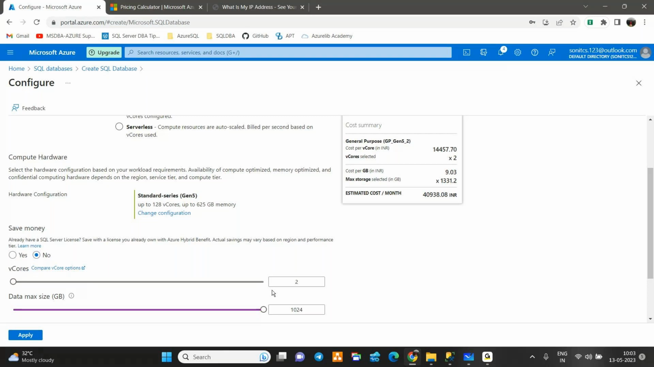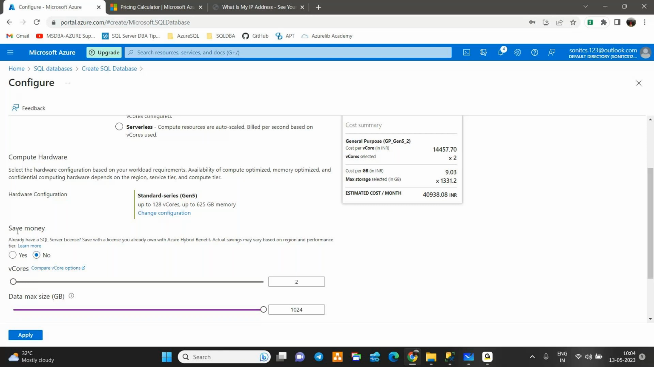Now, a very important concept everyone must know is saving money on licensing. Microsoft came up with a concept specially for vCores, not for DTU. I mean to say, not for DTUs, only for vCores. Either it can be Managed Instance or it can be Azure SQL Database.